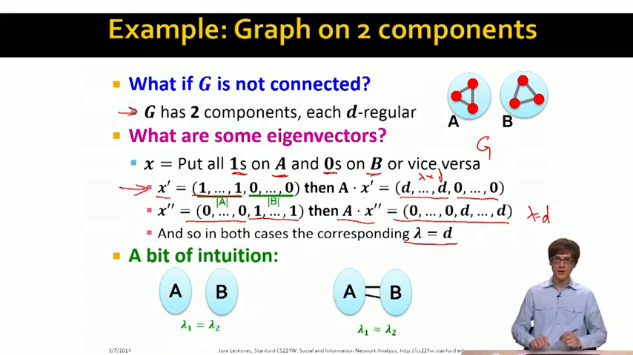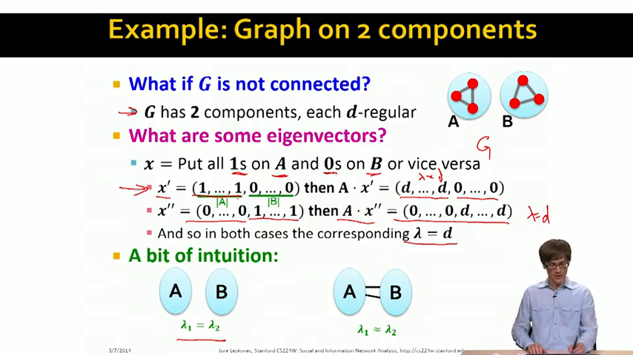Now, using a bit of intuition, what we have learned is that if I have a d-regular graph that has two connected components, then I have the eigenvalue lambda equals d of multiplicity 2, which means there are two eigenvectors corresponding to the eigenvalue d. The first corresponding eigenvector is x prime, and the second is x double prime.